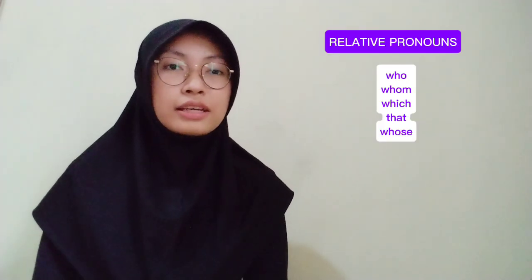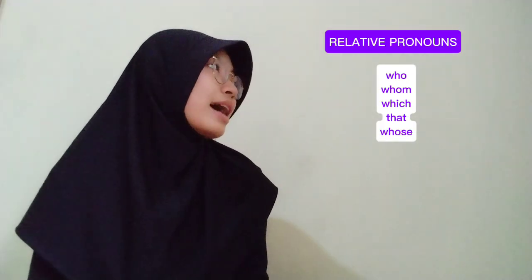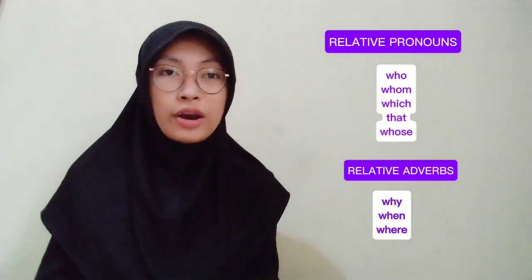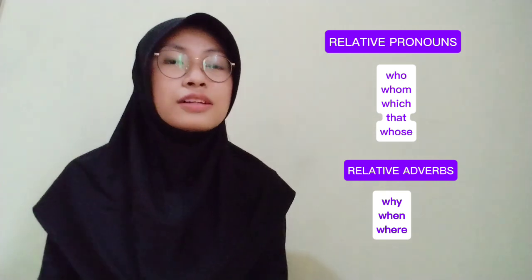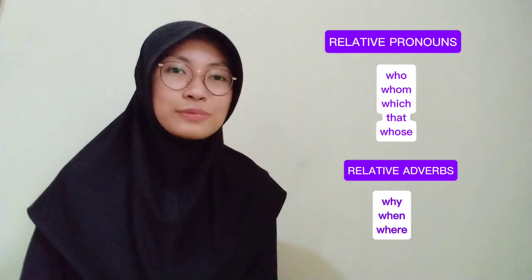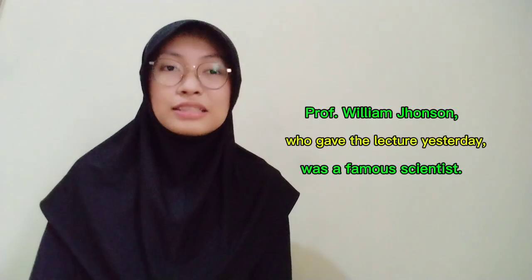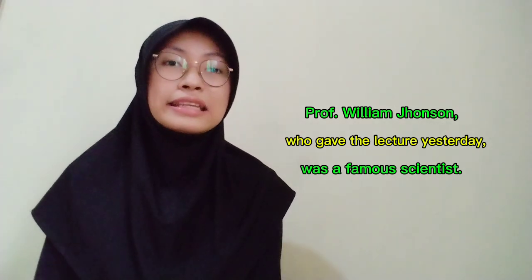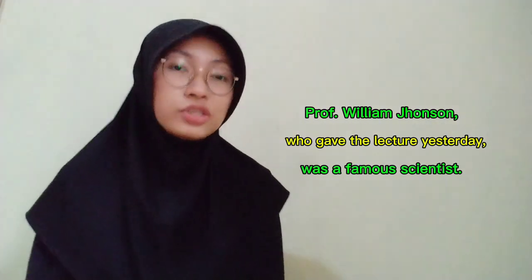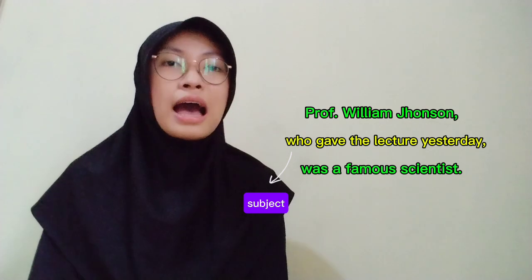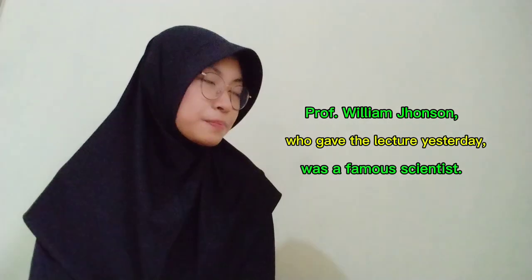Rule number 1. Look for relative pronouns like who, whom, which, that, or whose, or relative adverbs like why, when, or where. An adjective clause is also called a relative clause because it contains one of these words. In this clause, the relative pronoun is who. Relative pronouns can act as the subject of the adjective clause. For example, in this clause, the relative pronoun who acts as subject of the clause.